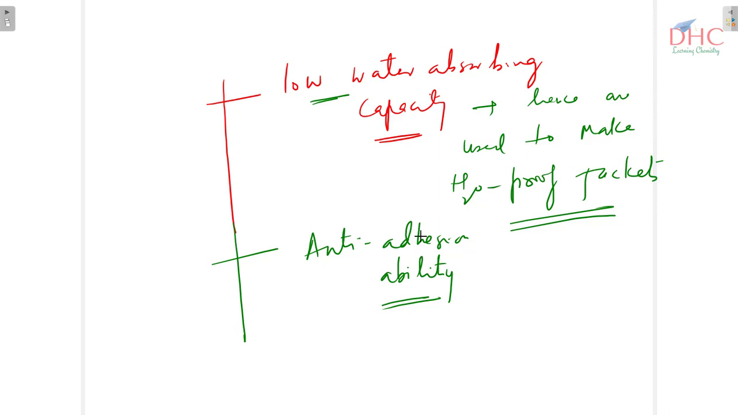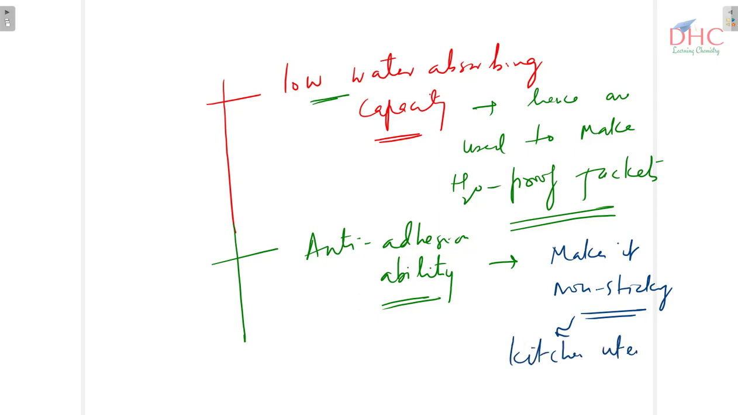Now what does anti-adhesion mean? The anti-adhesion property of Teflon is that it doesn't adhere, it doesn't have interaction with the other thing, meaning it becomes non-sticky. So this anti-adhesion ability makes it non-sticky. It is used to make non-sticky kitchen utensils. In kitchen utensils you can use Teflon coating. Why? Because it is non-sticky.